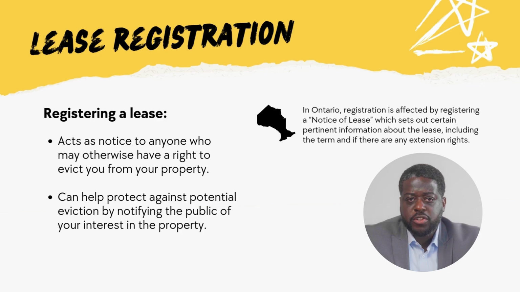In Ontario, registration is effected by registering a notice of lease, which sets out certain pertinent information about the lease, including the term and if there are any extension rights. The parties have the option of attaching the entire lease or a short form of lease to the registration. If the lease is not attached to the registration, then a copy will need to be provided to any party requesting a copy within 14 days of the request, or the registration can be removed from title to the property. Each method offers different rights and remedies, which can be important and strategic depending on the situation.